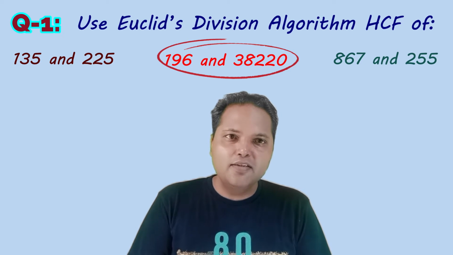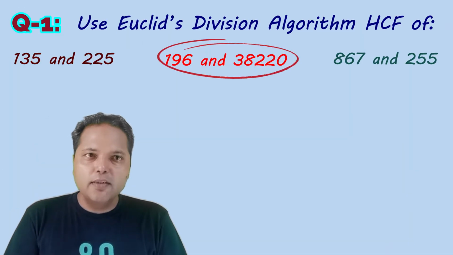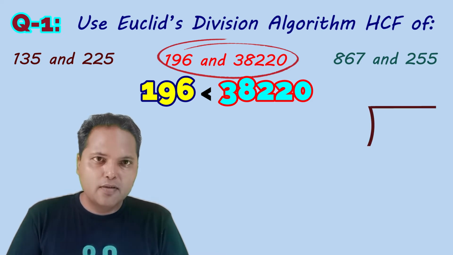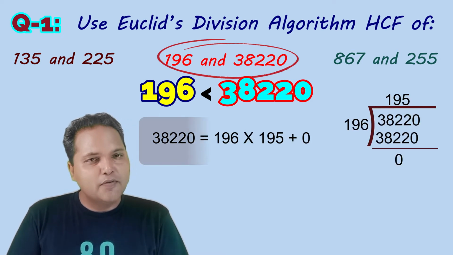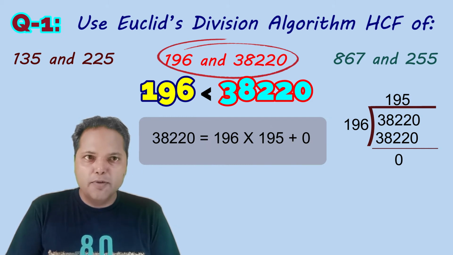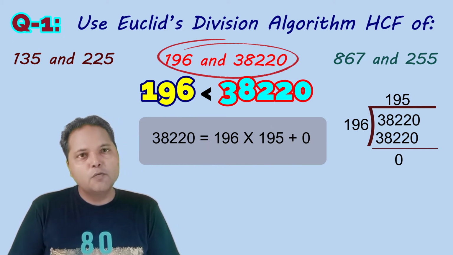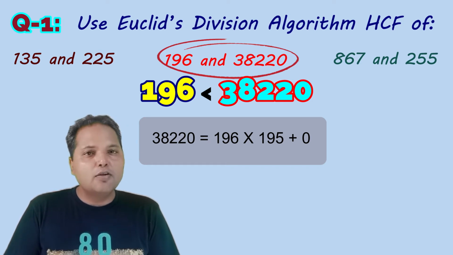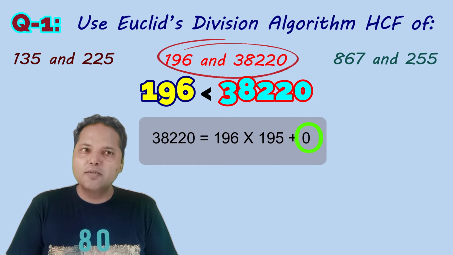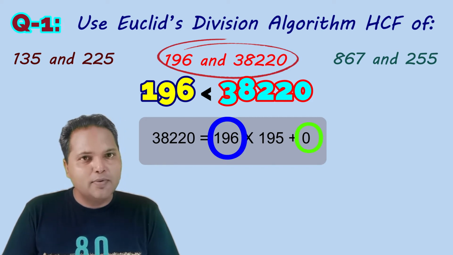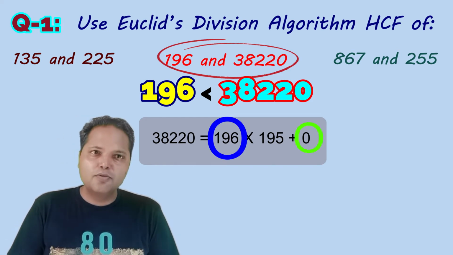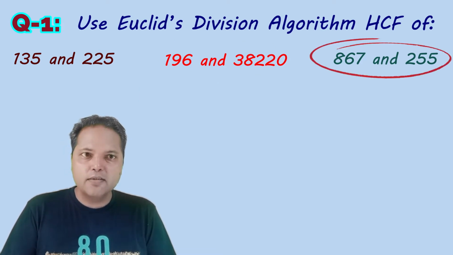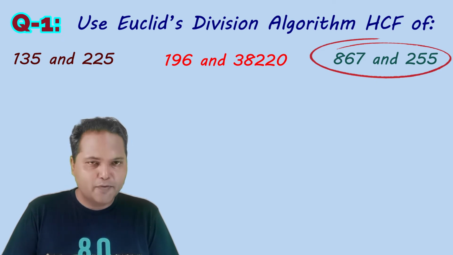Similarly, now let's take the second case. So the second case is 196 and 38,220. Now let's apply Euclid's division algorithm. So it's coming to 38,220 is equal to 196 multiplied by 195 plus 0. Now since the value of r is equal to 0, we can say that 196 will be the HCF of 38,220 and 196. So the next case is 867 and 255.